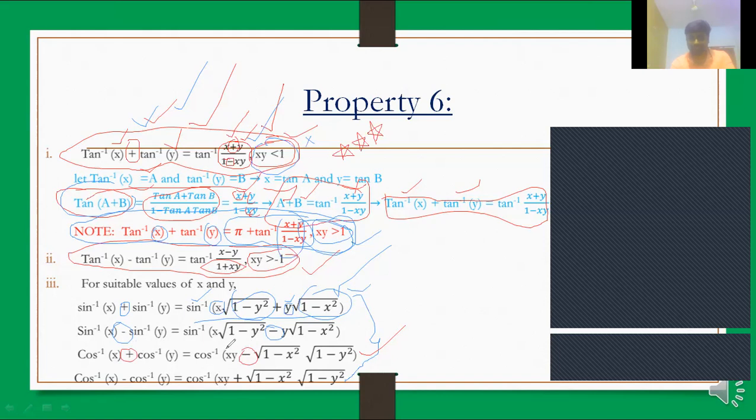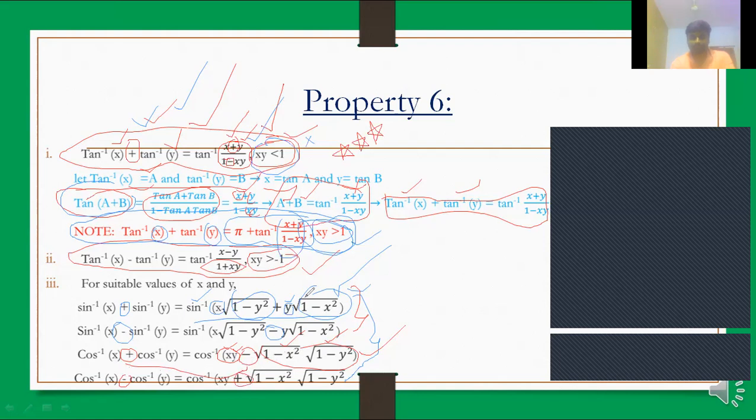See, cos a cos b means like terms together: x, y together, single terms, and their root terms together, root 1 minus x square, root 1 minus y square. What about these two alternate terms together? x root 1 minus y square plus y root 1 minus x square. But here single terms together, root terms together, and opposite sign. Correct? Here plus, here we'll have minus. If you have minus, then here we'll have plus.